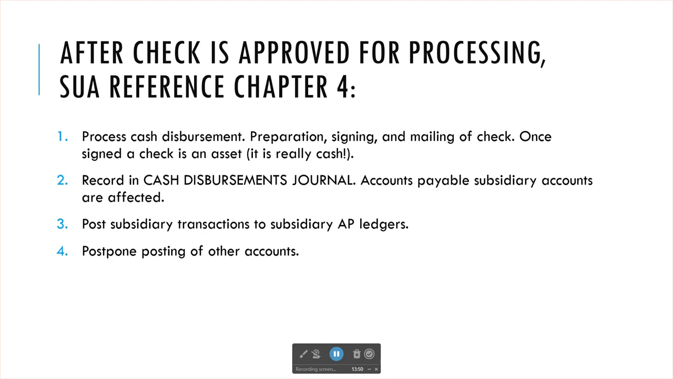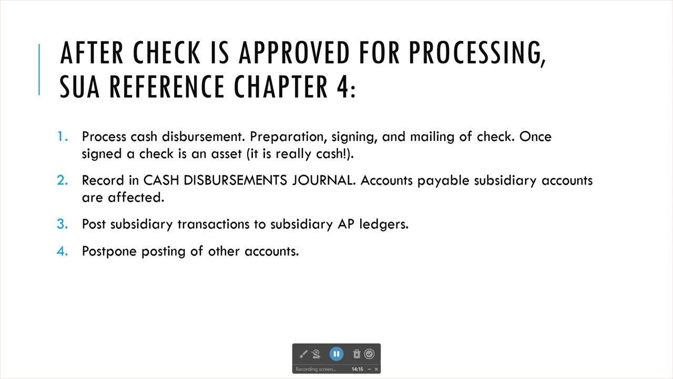If an account payable is involved, in other words, you're paying off what was created as a liability in accounts payable, you would then post the subsidiary transactions to the subsidiary accounts payable accounts. I believe that in one of the activities in the SUA packet today, you will be doing this.